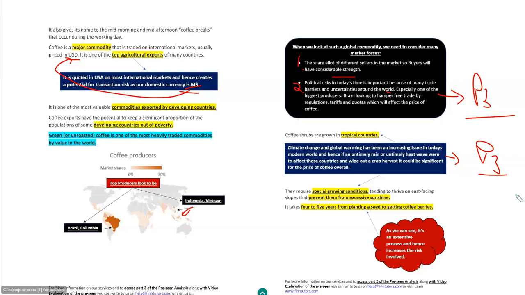Hence, the risk increases, because would you be happy if you get your return in 1 year or if you get it in 5 years? Obviously, the quicker you get your return, the lower the risk. Over here, you've got to wait 5 years. You put in all your money, you put in all your harvest, and you get a return after 5 years. So it's a risky business to be in.